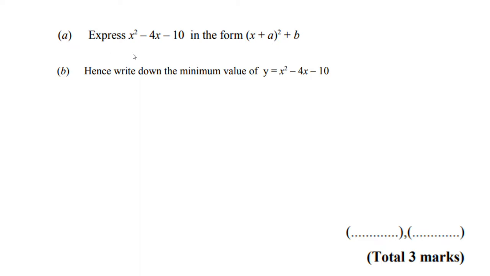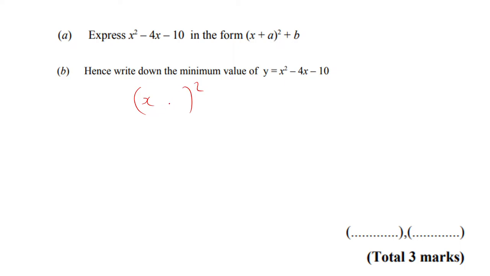This tends to be the most common format of exam question when it comes to completing the square. Part A usually asks you just to complete the square, and Part B asks you for the minimum value. So we'll work through Part A first. Open up the bracket, it'll get squared, x goes inside.